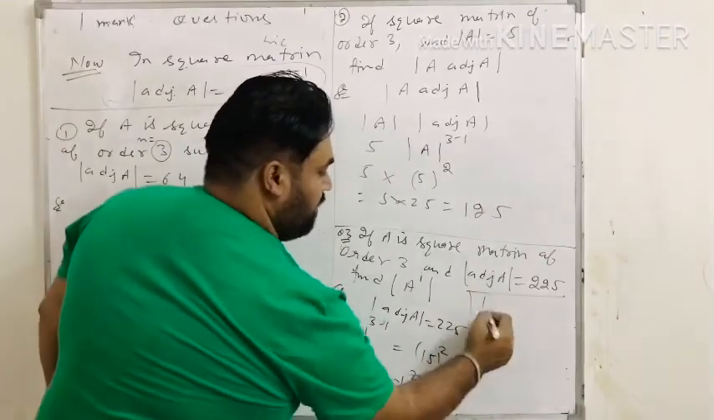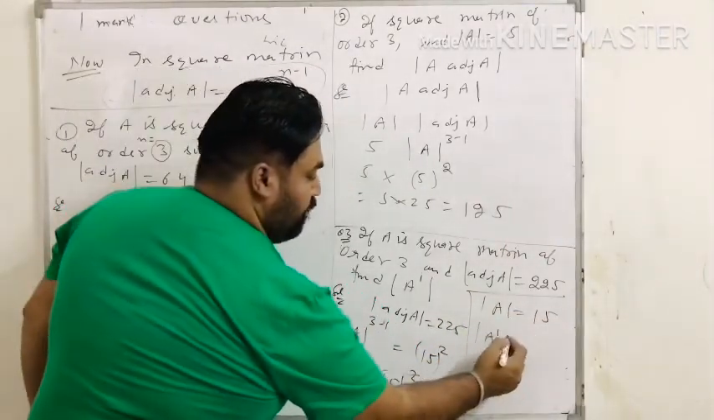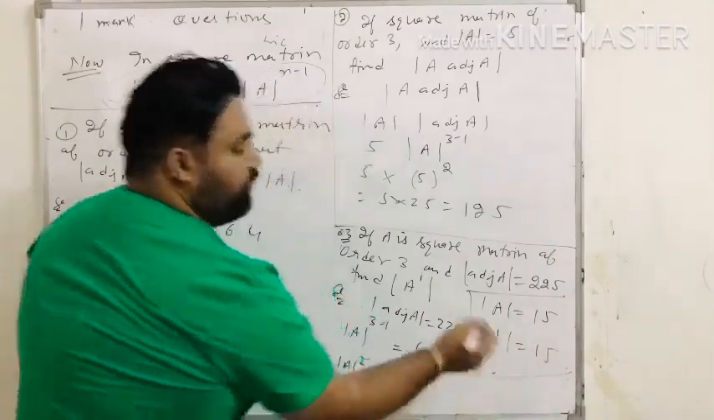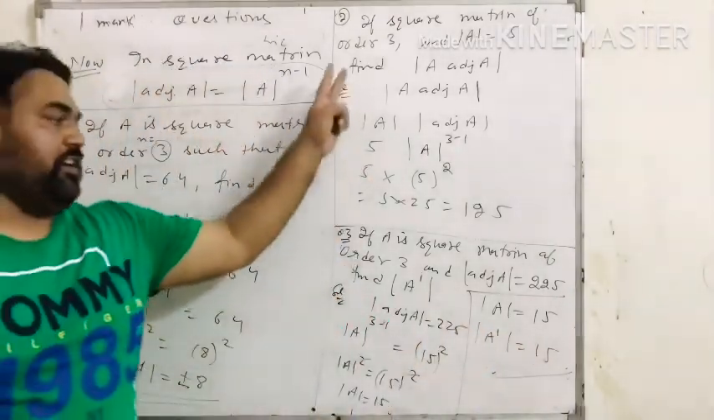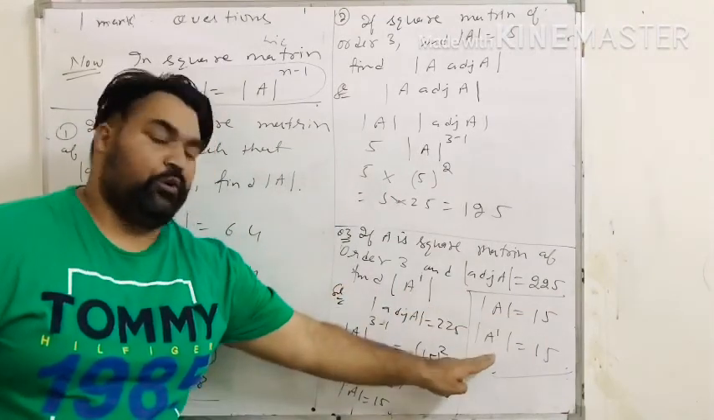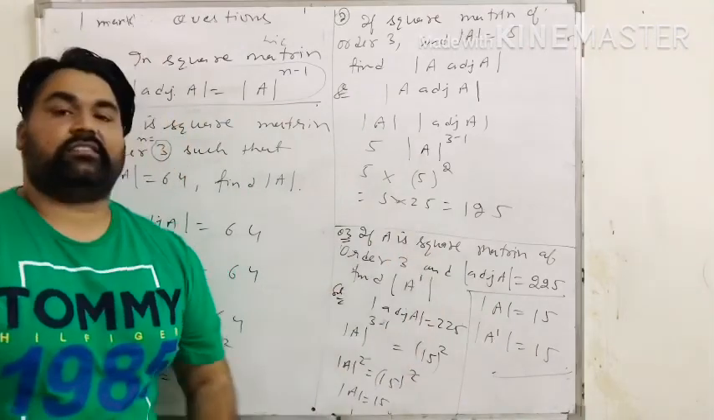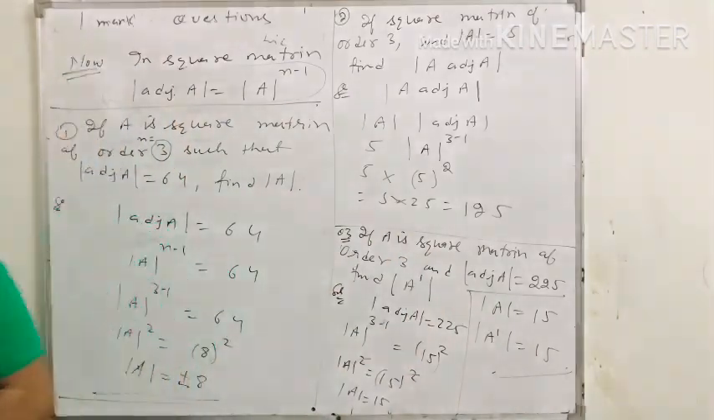Now if determinant A equals 15, then the determinant of the transpose is also equal to 15 in a square matrix. Remember, if determinant A equals 15, the determinant of the transpose is also equal to 15 if the matrix is a square matrix.